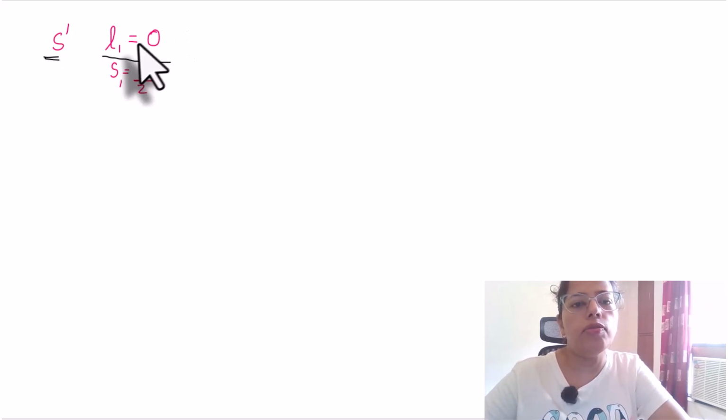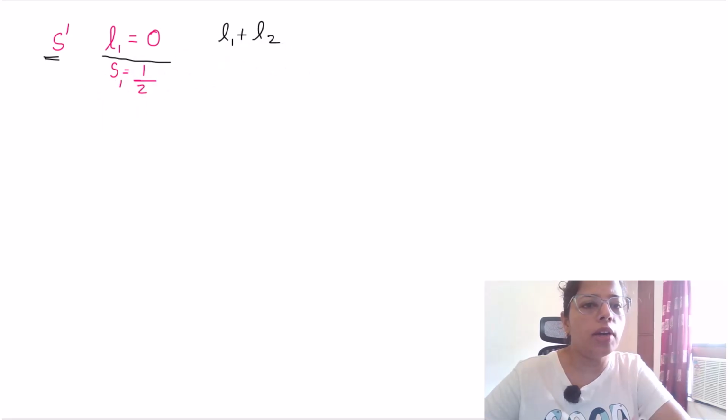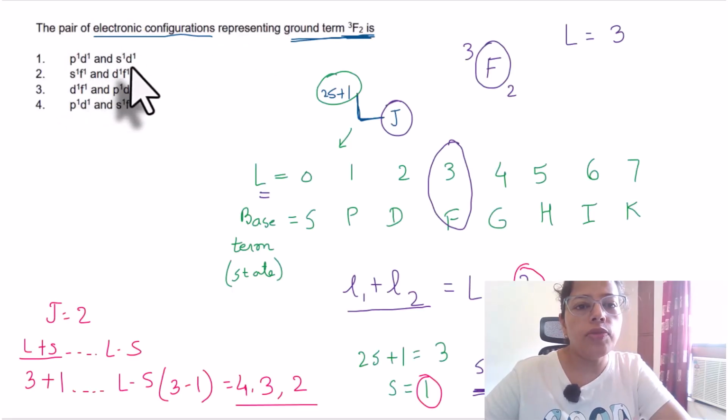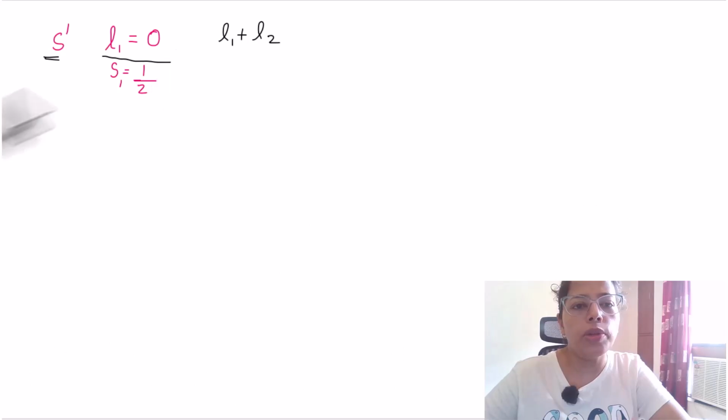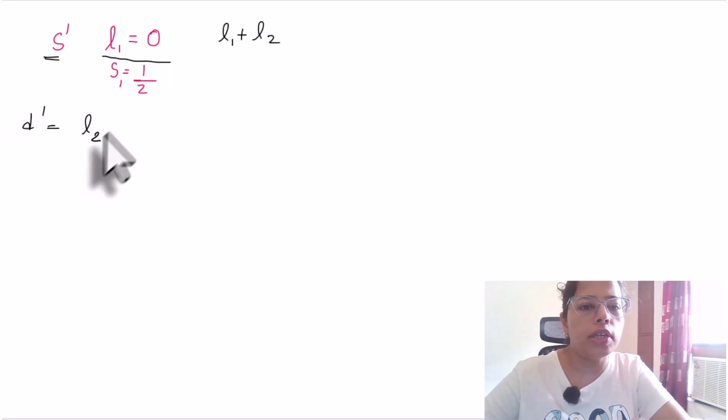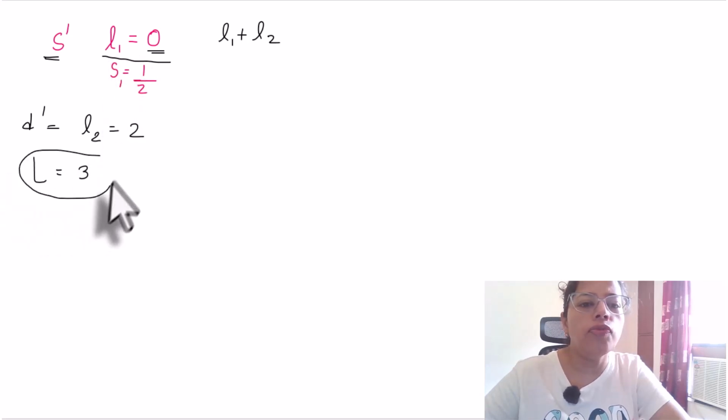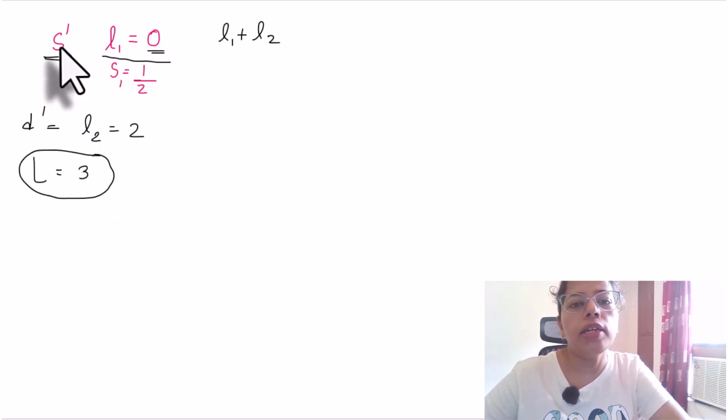Now if L1 is 0, then for L1 plus L2, we have a pair, that is with S1 we have D1. D1 we already checked, if it is L2, then it has the value 2. But the total L is equal to 3. So L1 has to be 1, because the summation of L1 and L2 has to be a total of 3, which is not satisfied for the S1 configuration.